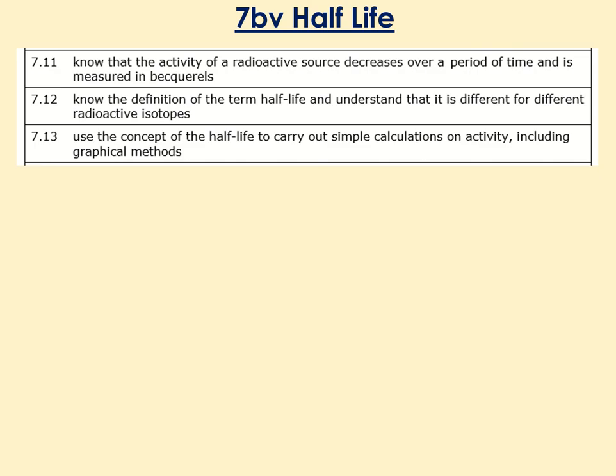So I think we've covered everything. We've talked about the fact that radioactivity decreases over time and activity itself is measured in becquerels. We gave a definition for half-life, and we talked about the fact that it can be very different for different isotopes and linked that to their use. And we've done simple calculations on activity, both using the numbers methods and graphical methods. So that is everything you need to know for half-life.